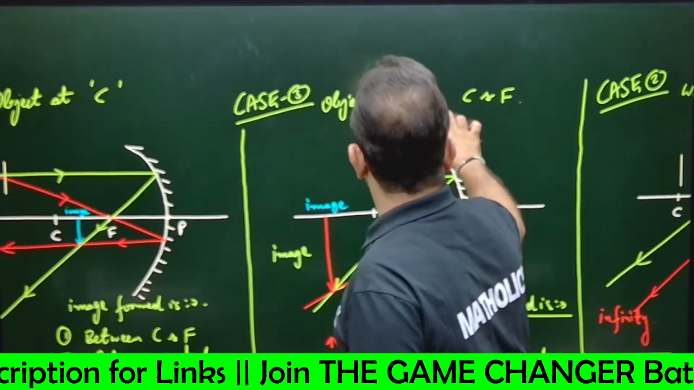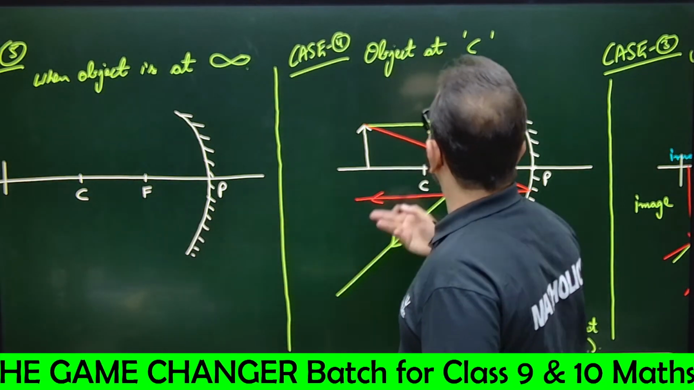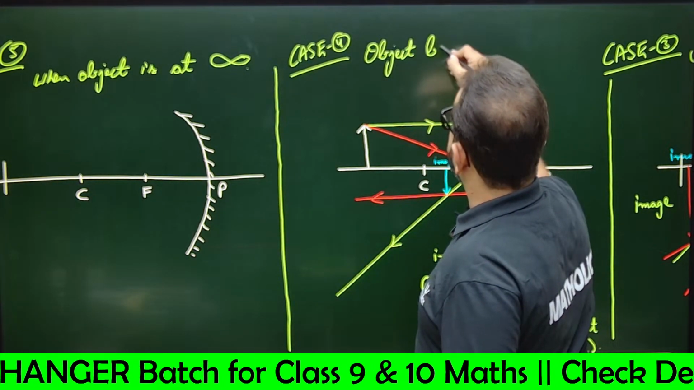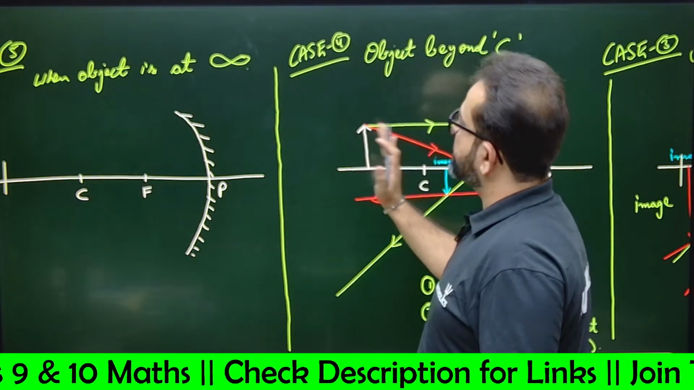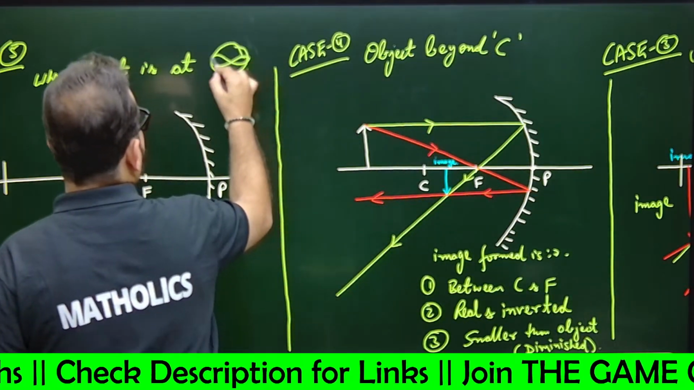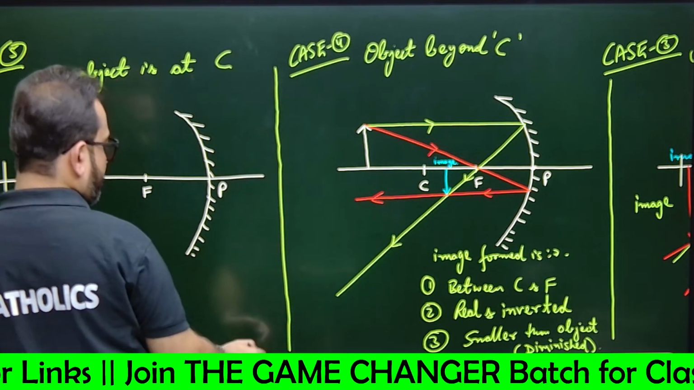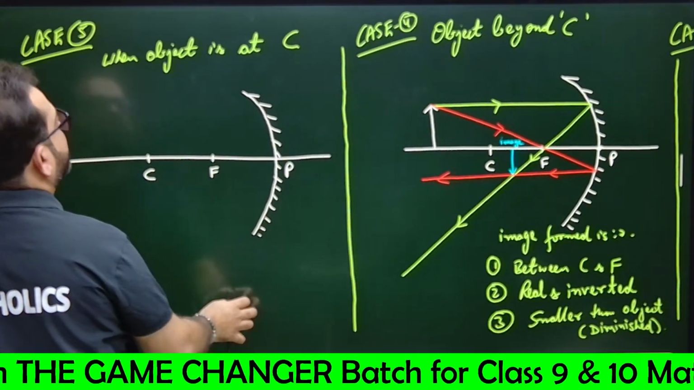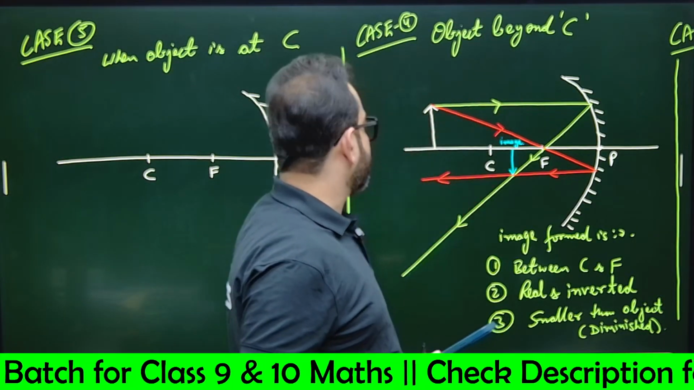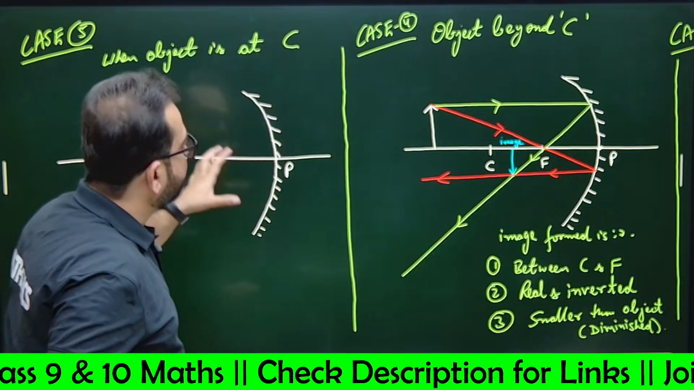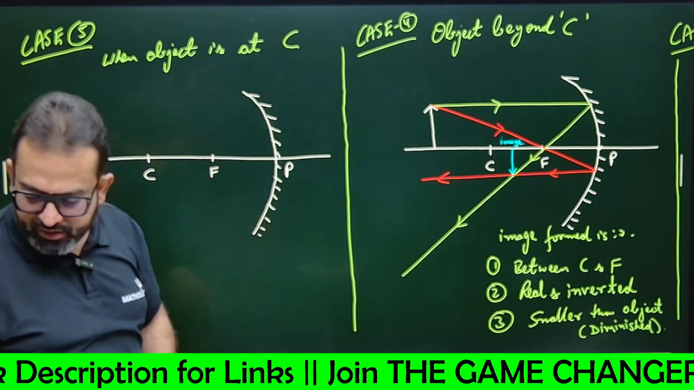Wait. Case 2, case 3, C and F at C. This was beyond C. Make it a correction. Object beyond C would mean object is behind C, behind center of curvature. Now we'll make object at center of curvature. Okay, this is a smaller mistake. Please correct it. That this is object beyond C case. That object is not at C, it is beyond C. And when object is at C would mean at center of curvature. Sorted.